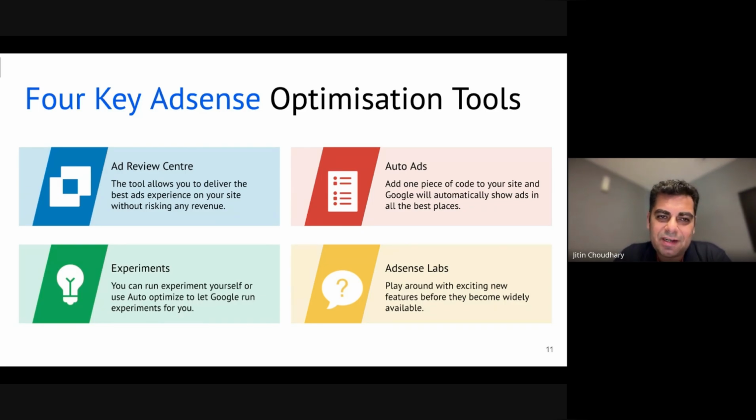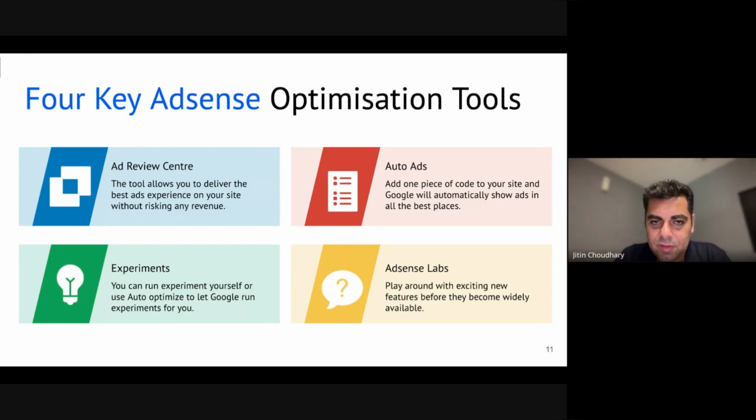The first one is an ad review center. It basically allows you to review the ads that are running on your website, right? The tool is very important. There are some ads that do not gel with your content, so you can block them in this ad review center. The second tool that we'll cover in this presentation is auto ads.